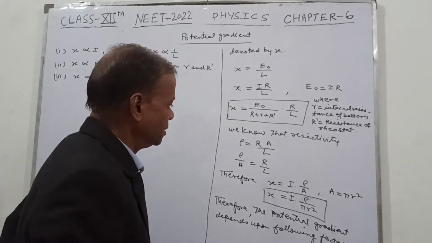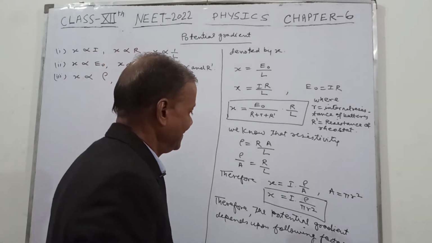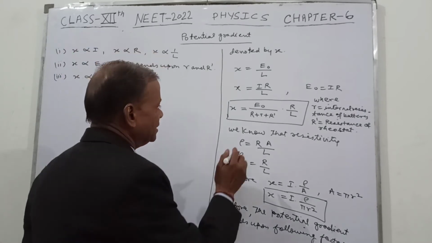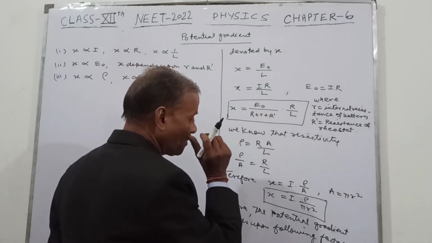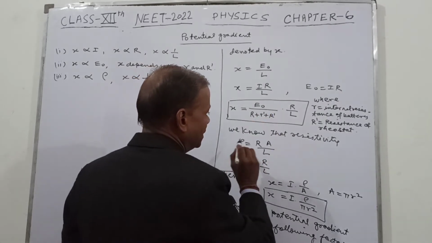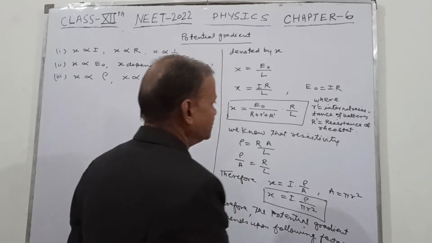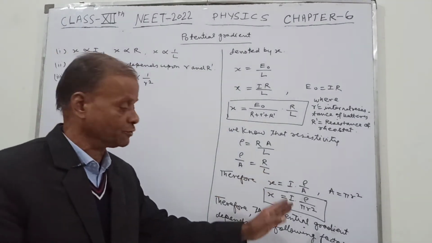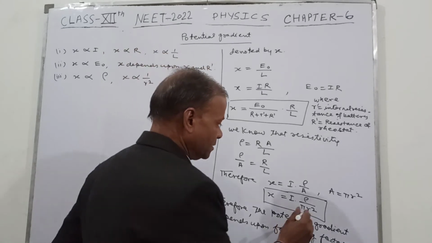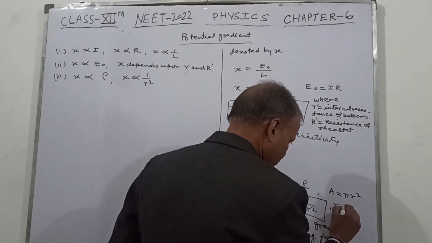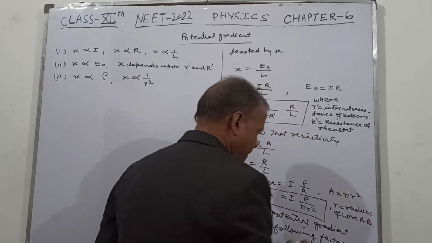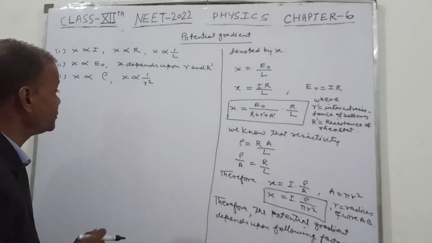R is the internal resistance. This I have taken just to differentiate this R and this R. This is the internal resistance R dash, and this is the radius of the wire. r, the radius of the wire.